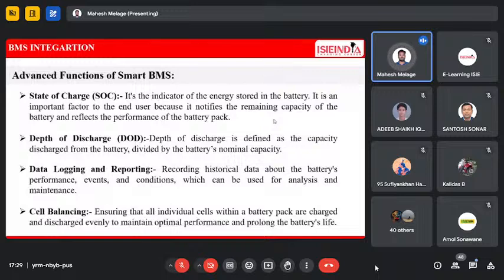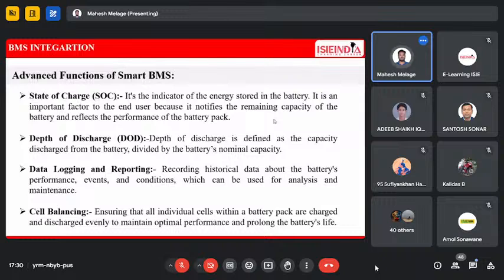These are the advanced smart BMS functions we can discuss. First, the state of charge. The state of charge indicates the energy stored in a battery. It is a very important factor because it displays the remaining capacity of the battery.